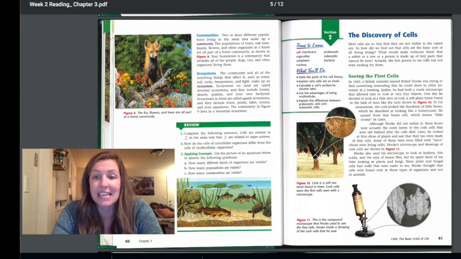Although Hooke did not realize it, these boxes were actually the outer layer of the cork cells that were left behind after the cells died. Later, he looked at thin slices of plant and saw that they too were made of tiny cells. Some of them were even filled with juice. Those were living cells. Hooke's microscope and drawing of cork cells are shown in Figure 11. Hooke also used his microscope to look at feathers, fish scales, and the eye of houseflies, but he spent most of his time looking at plants and fungi. Since plant and fungal cells had walls that were easier to see, Hooke thought that cells were found only in those type of organisms and not in animals.